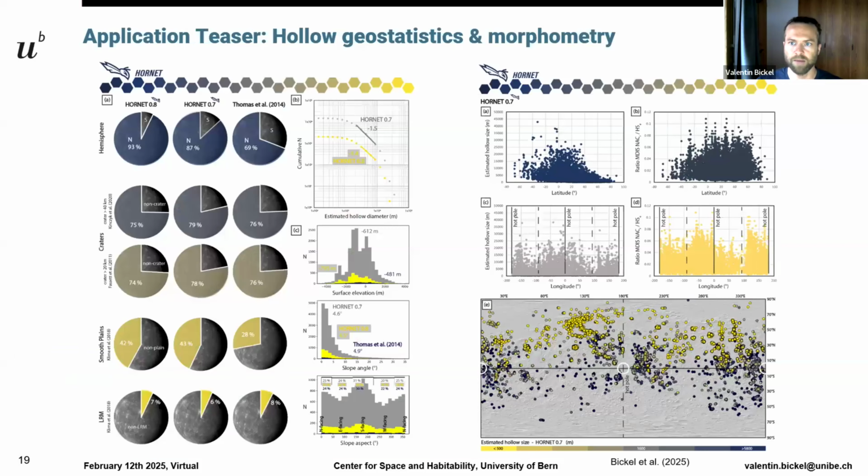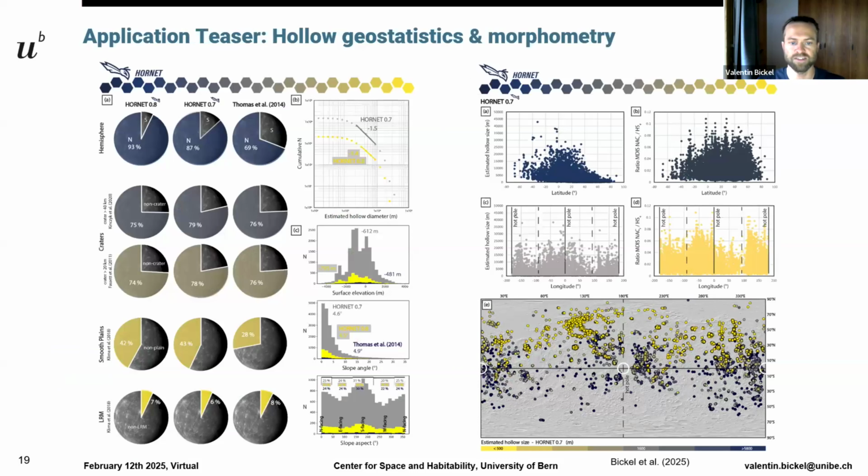Okay, and I don't have time to go into any scientific details. I apologize, but I just wanted to show a little teaser here. So once you have the global data set, we can finally do some science. This is what we care about, actually. So we can do spatial distributions. We can look at size frequency distributions.